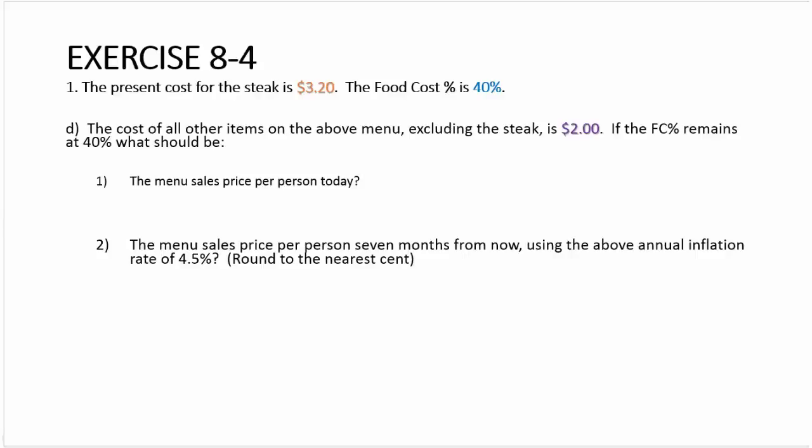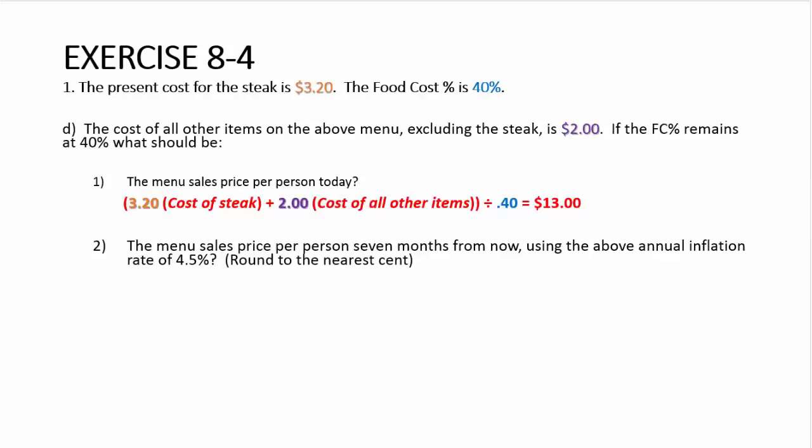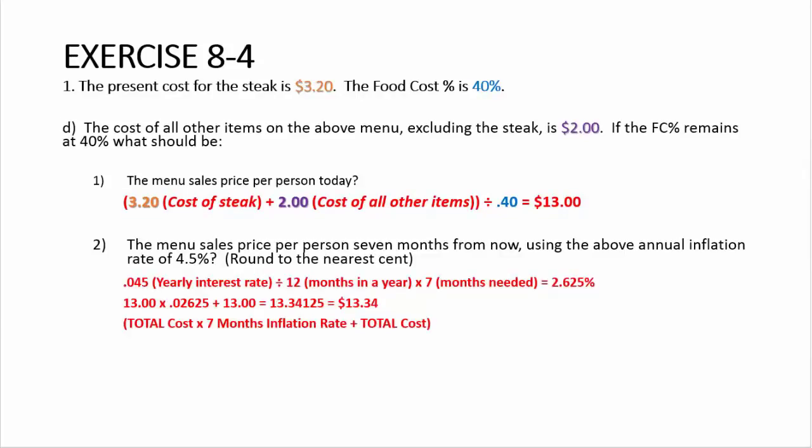So what we need to do is calculate the selling price using the cost of everything else plus the cost of the steak. That's going to give us the entire cost of that menu we saw at the top. So again, there's the cost of the steak plus the cost of all the other items. And it's in brackets because we need to get the value of this first, and then we're going to divide it by the 40% food cost. So $3.20 plus $2 is $5.20 divided by a 40% food cost. We see that we would sell that entire menu for $13.